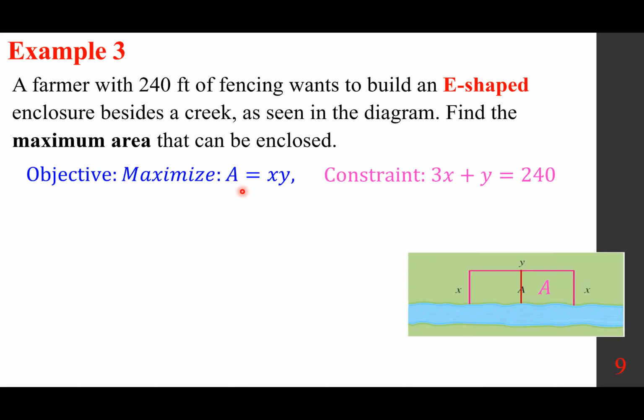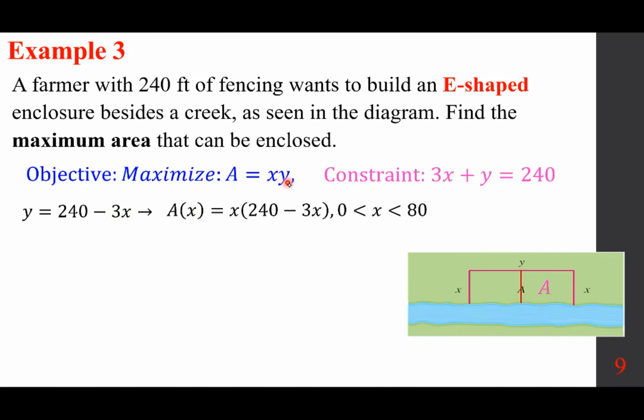Again, A is a function of two variables. We are going to solve in the constraint equation for y, 240 minus 3x, and replace the y with that, such that A becomes a function of x. Again, this is a function of two variables, x and y. Now, when we do the replacement, it becomes a function of x only.